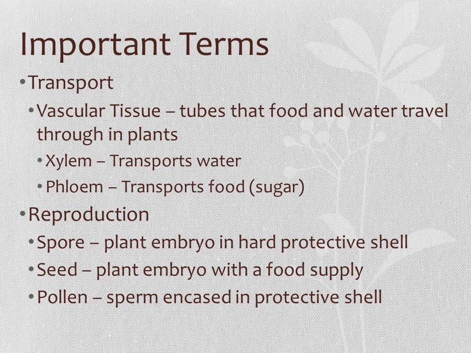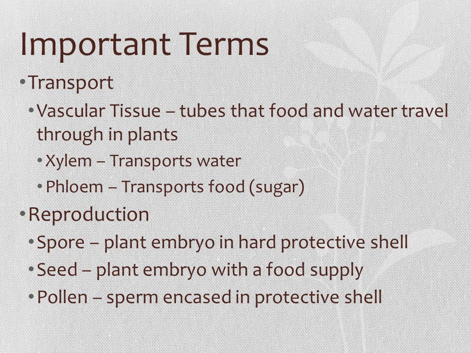There's 2 different types of vascular tissue. There's xylem and phloem. And so xylem are the tubes that transport water. Phloem transports food. And the way that I remember, even though phloem doesn't start with an F, it starts with an F sound, and food starts with F. So phloem transports food, and then xylem transports water.